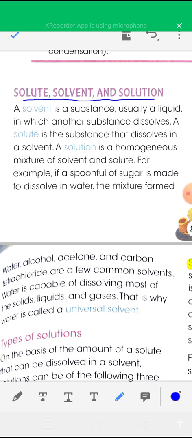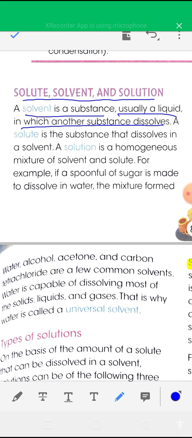A solvent is a liquid substance. Generally it is a liquid substance in which you can dissolve other substances. Like water, you can dissolve other substances in water. So water is a solvent. A solvent is a substance, usually a liquid, in which other substances dissolve. Examples of solvents: water, alcohol.